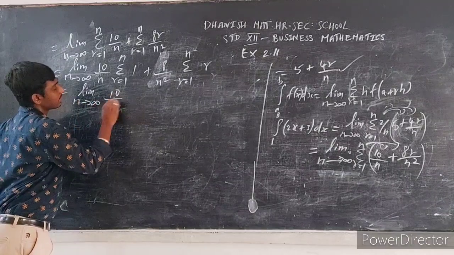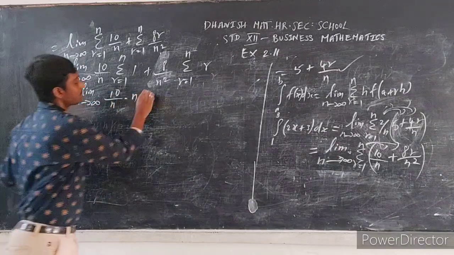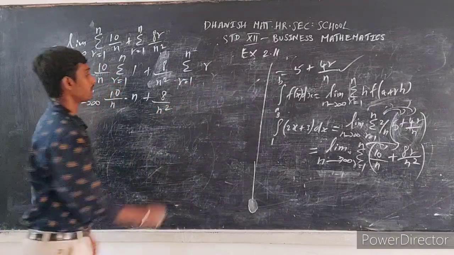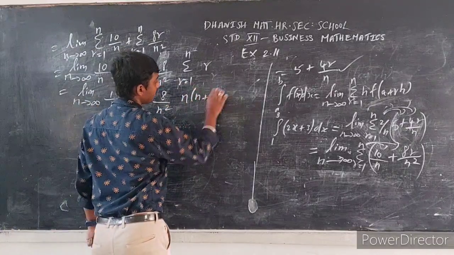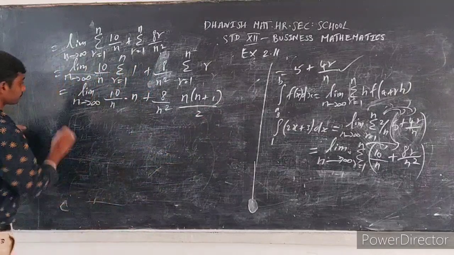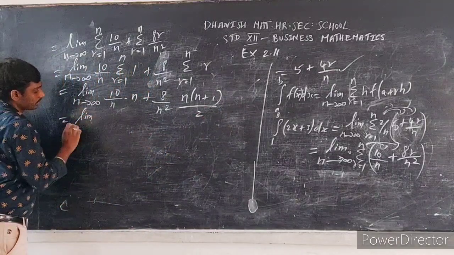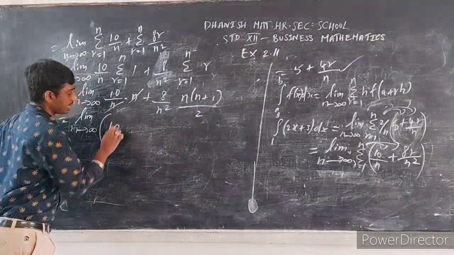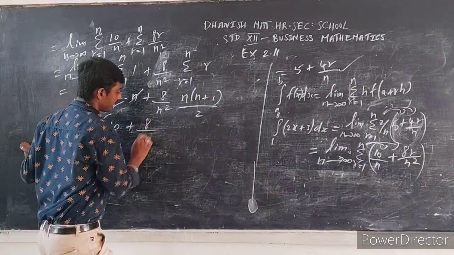So 10 divided by n into n plus 8 divided by n square. What is the summation of r? That will be n into n plus 1 divided by 2. Limit n tends to infinity. n will be cancelled. What is the remaining? That will be 10 plus 8 divided by this one.